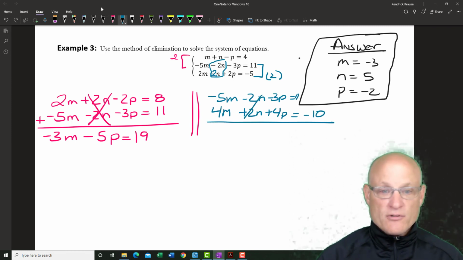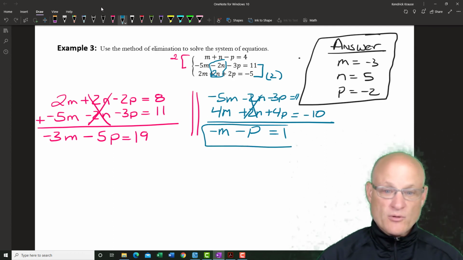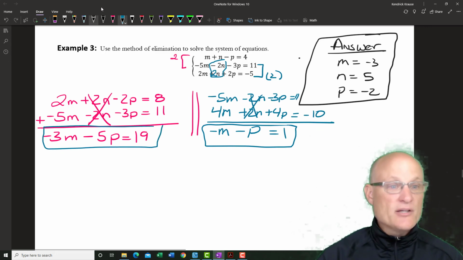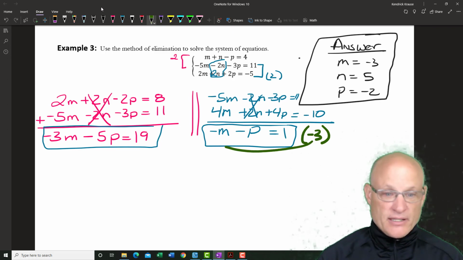All right, so these go. And I get negative m minus p equals 1. Oh, that's a simple equation to work with. Now we're going to work with these two. Now it's simple because, well, kind of simple. I'm going to take this one and multiply it by negative 3. Now why? Because negative 3 times negative m is positive 3m, which will get rid of this 3m over here. So I'm going to copy down the pink one.